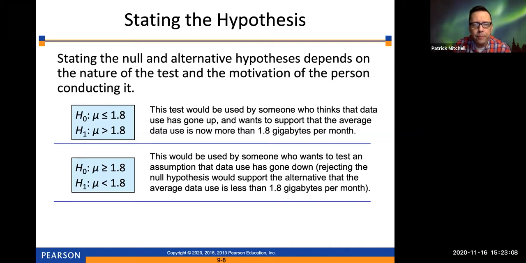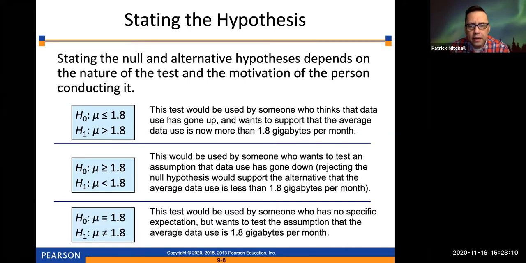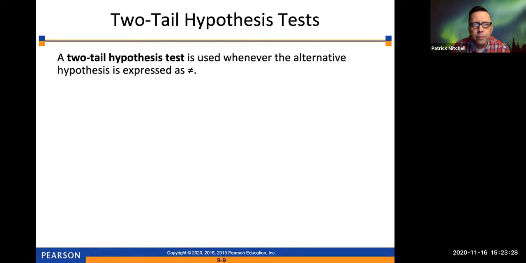gigabytes per month. And then finally, this test would be used by someone who has no specific expectation, but wants to test the assumption that the average data use is 1.8 gigabytes per month, or maybe they think that the usage has changed, but they're not sure in which direction. A two-tail hypothesis is used whenever the alternative hypothesis is expressed as not equal to. So that would be the last example that we were just looking at.